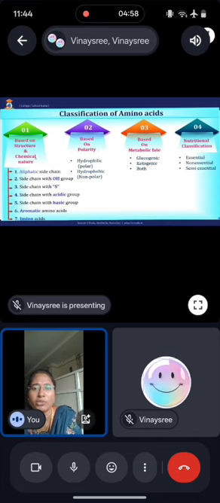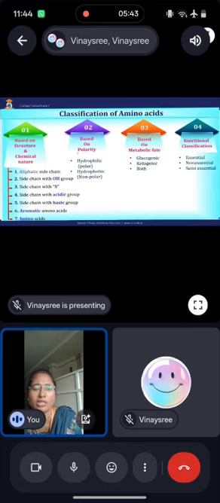Coming to the first one, based on the structure and chemical nature, there are again 7 types. First, aliphatic side chain. Second, the side chain with an OH group, where the OH group is present in the side chain. Third, the side chain with sulfur, where sulfur is present in the side chain. Then the side chain with an acidic group, the side chain with a basic group, and aromatic amino acids and imino acids. This is the first classification, based on the structure and chemical nature.